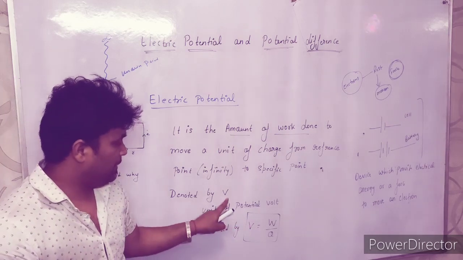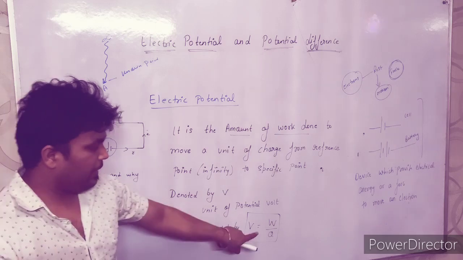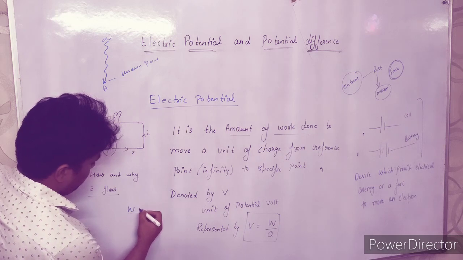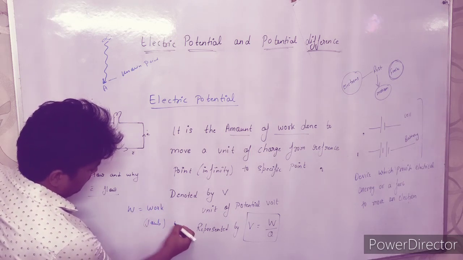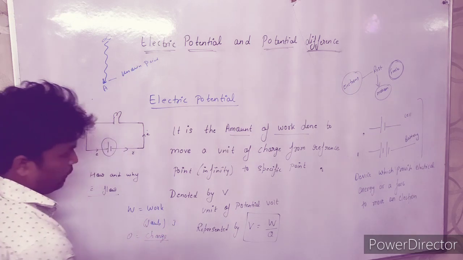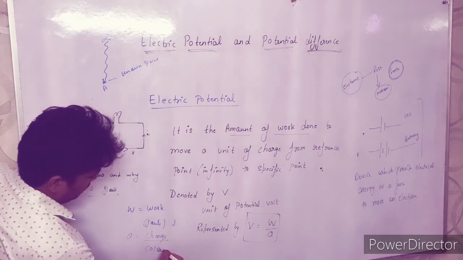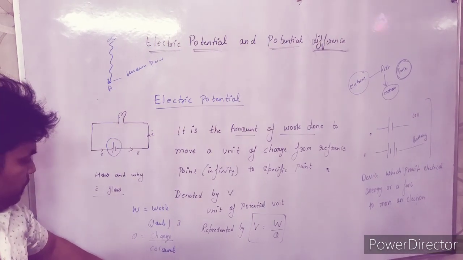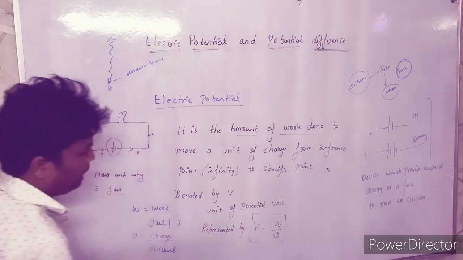It is denoted by V. The unit of potential is volt, and here we have the formula for this: V equals W by Q, where W equals work, and the unit for work is joule, given by J. Q equals charge, that is represented in coulomb. So this is simply V equals W by Q.